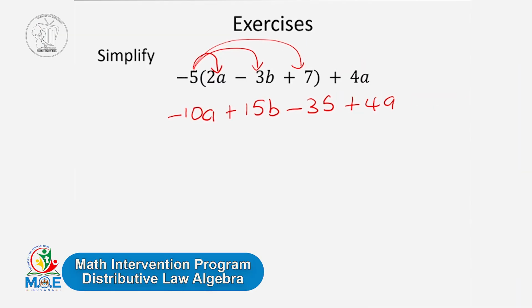So now we do the best thing, which is to simplify. So we put all the like terms together. So we have the a and the 10a, the negative 10a and the 4a.